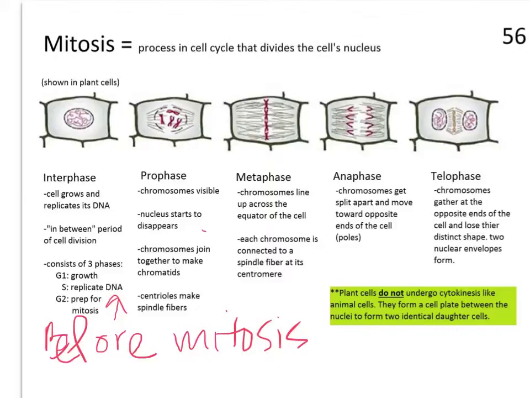What happens in a plant cell, once the nuclei are made, what they'll do is they'll just build a wall between them. So they'll just start growing and forming a cellulose wall between the 2 nuclei, and then the cytoplasm will grow and increase in volume, and now they have 2 new cells. So they don't go through cytokinesis, they just form something called a cell plate.